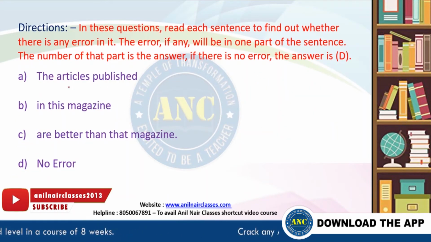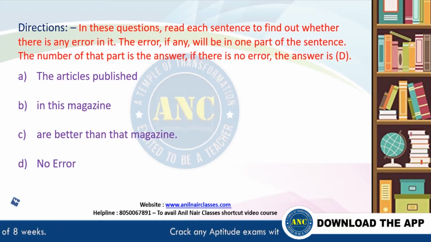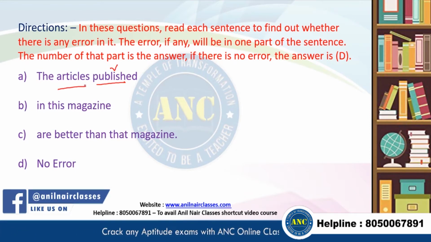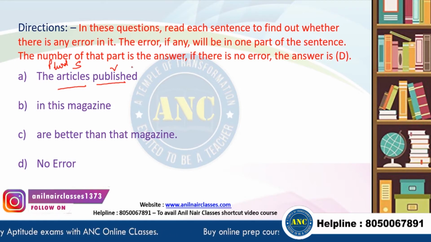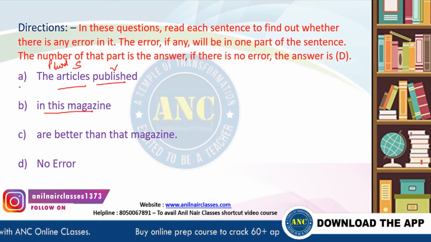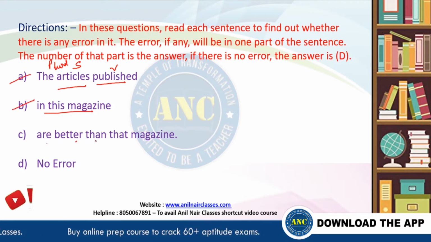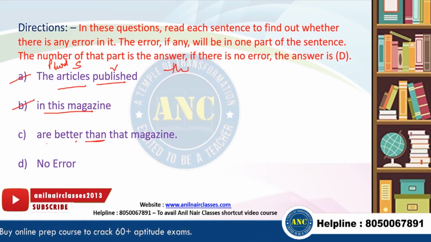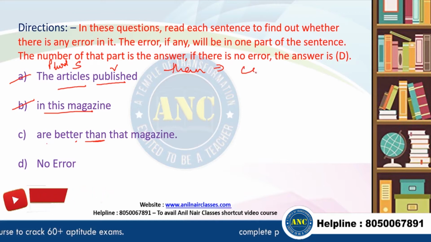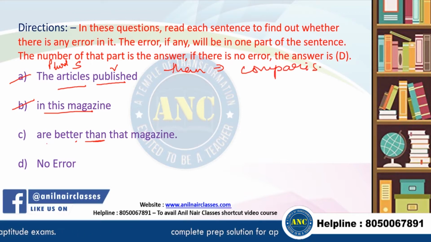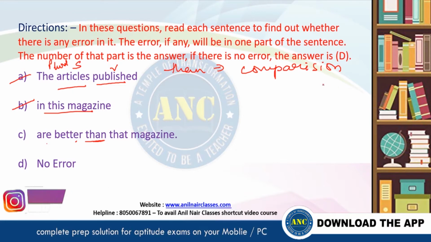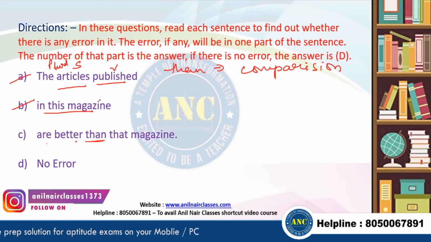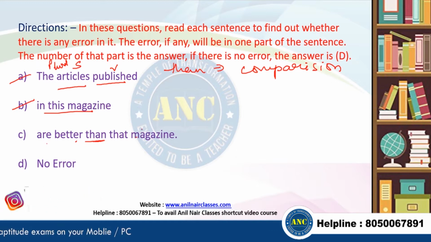Next question. "The articles published in this magazine." So what was published? Articles. Articles is the subject, a plural subject. Published is the verb. In this magazine, perfectly fine. "Are better than." The moment you have "than", it means a comparison is happening. And I already told you in the previous question that we can compare only like items, right? So, the articles published in this magazine are better than that magazine.